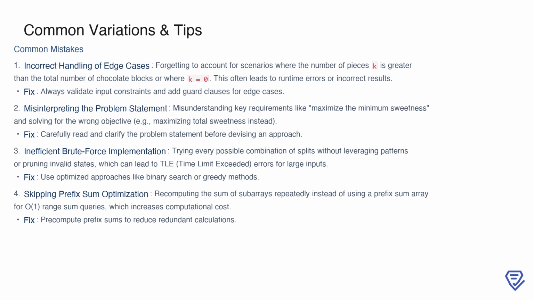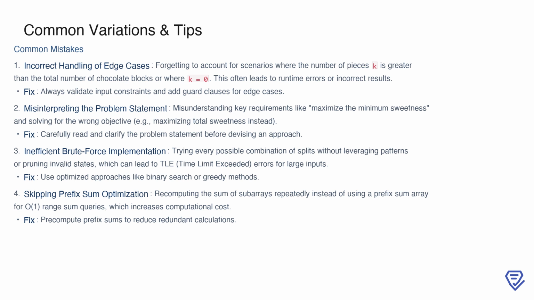Another error is misinterpreting the problem statement. Many people mistakenly aim to maximize the total sweetness rather than maximizing the minimum sweetness. To avoid this, take the time to carefully read and fully understand the requirements before you start designing your solution. Additionally, some may attempt an inefficient brute force implementation, trying every possible way to split the chocolate. While this might work for small inputs, it becomes unfeasible for larger cases, often leading to time limit exceeded errors. Using optimized approaches, such as binary search or greedy algorithms, can help address this.